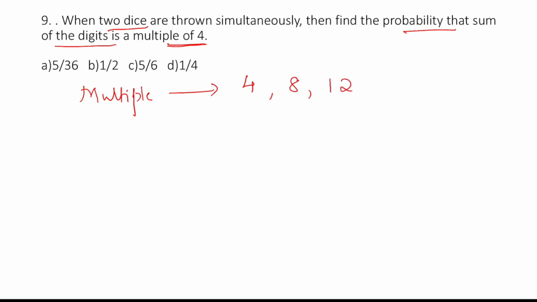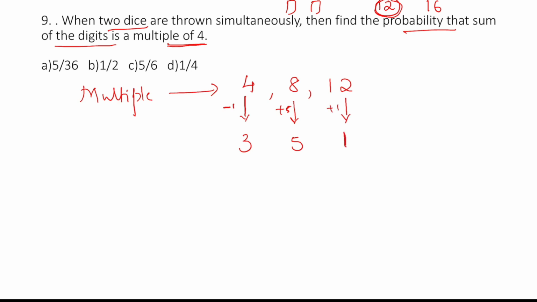Because when two dice are thrown, the maximum sum we can get is 12, isn't it? We cannot go beyond that, because 16 is the next multiple. But is there any way to add numbers on the dice to get 16? No, isn't it? Maximum sum we can get is 12. Therefore the multiples we can get are 4, 8 and 12. Now 4 lies in the first group, isn't it? So at minus 1 we will get 3 outcomes. Then 8 lies in the second group, plus 5 you will get 13, isn't it? So 5 outcomes. And 12 lies in the second group, plus 1 will give you 13.